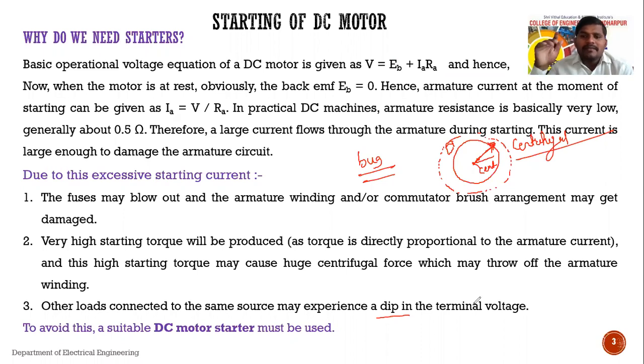The dip will happen. Suppose the voltage is AC voltage, if we are considering AC voltage, it will have this magnitude and this direction. If this situation occurs, that means an excessive amount of current is taken by any one of the machines, so the other machines which are connected on the same line will experience a dip in the terminal voltage. Suppose the supply voltage is 230 volts, a dip occurs in it. Can anyone tell me what is the meaning of dip?